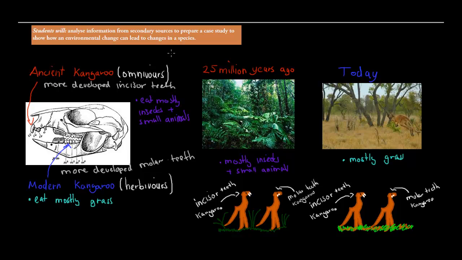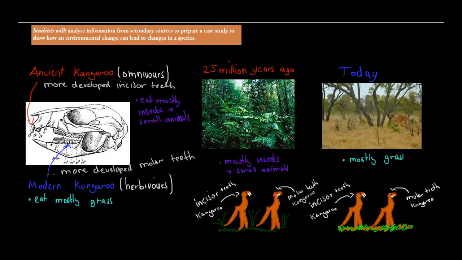So remember, that was the whole idea of the physical condition, the environment changing. So this was the example we used, the kangaroo. This was a skull of a kangaroo, and we compared the ancient kangaroo, which was around 25 million years ago, to the modern kangaroo, which is around today. The ancient kangaroo was an omnivore, which meant it ate both plants and animals, and the modern kangaroo was a herbivore, which meant it ate plants only.